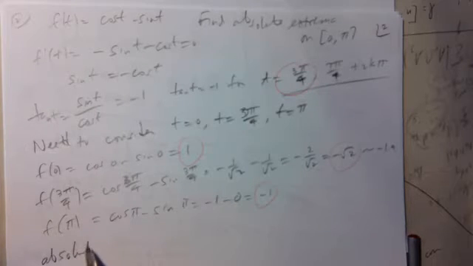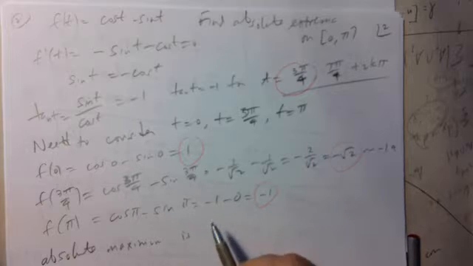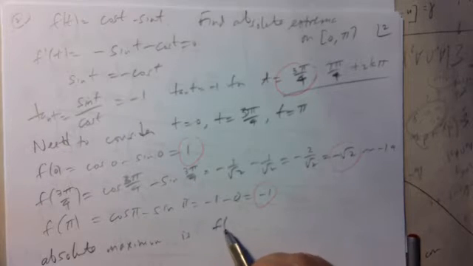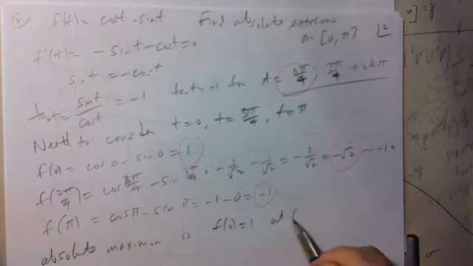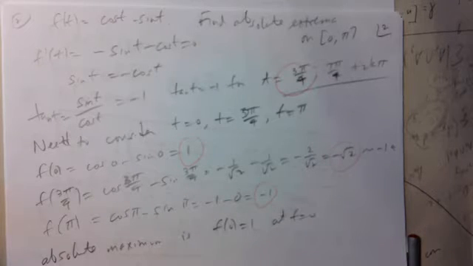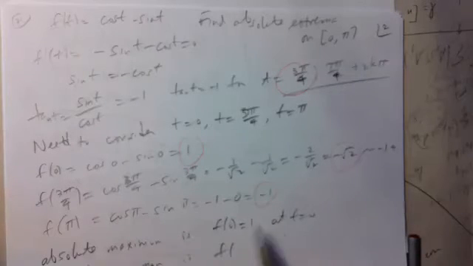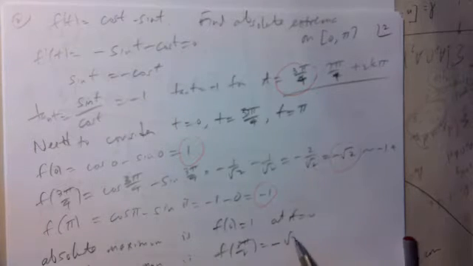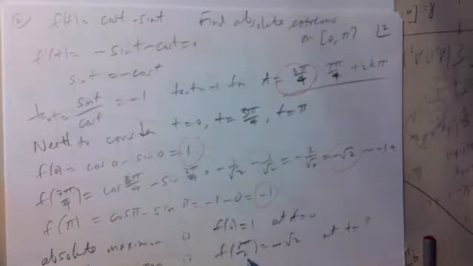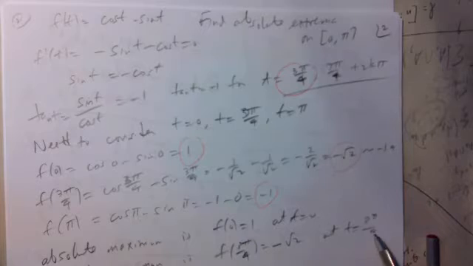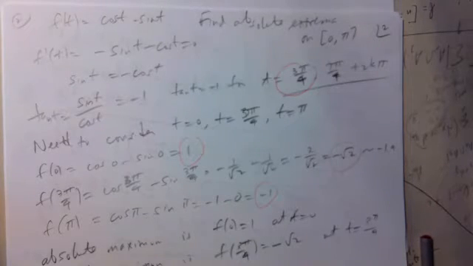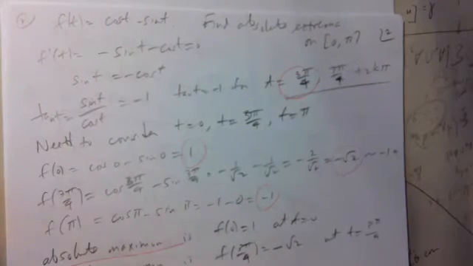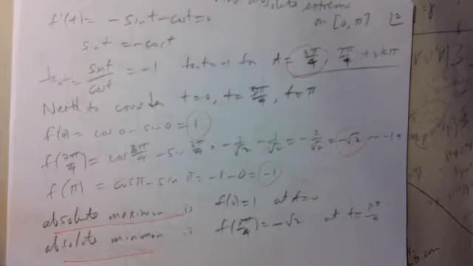So the absolute maximum is f of 0 equals 1, at t equals 0. The absolute minimum is f of 3 pi over 4, which is minus root 2, and t is equal to 3 pi over 4. So this is the absolute max, and that's the absolute min.